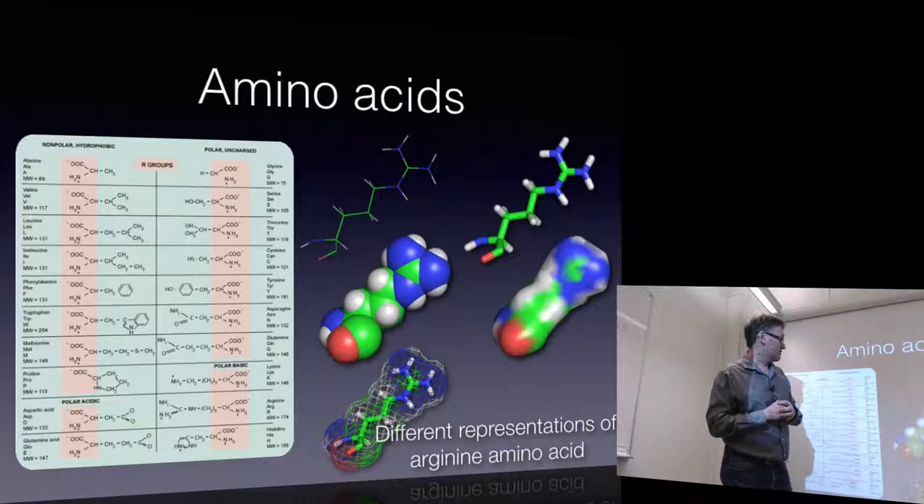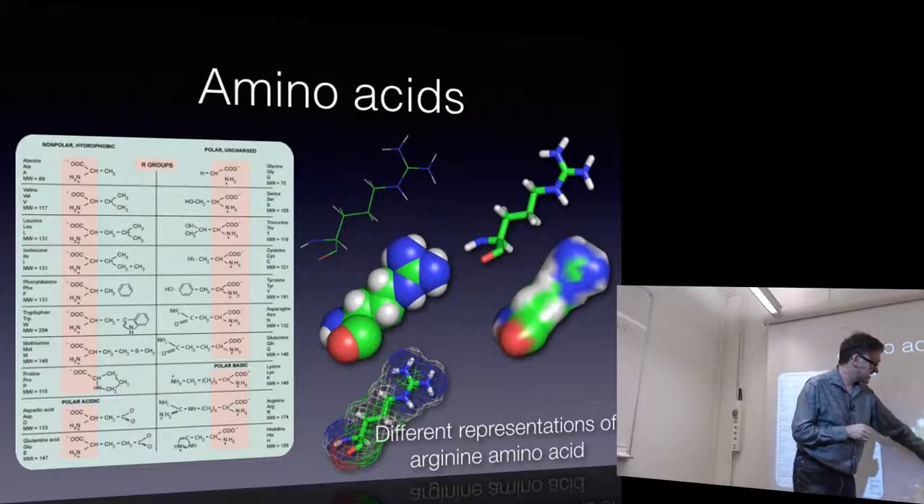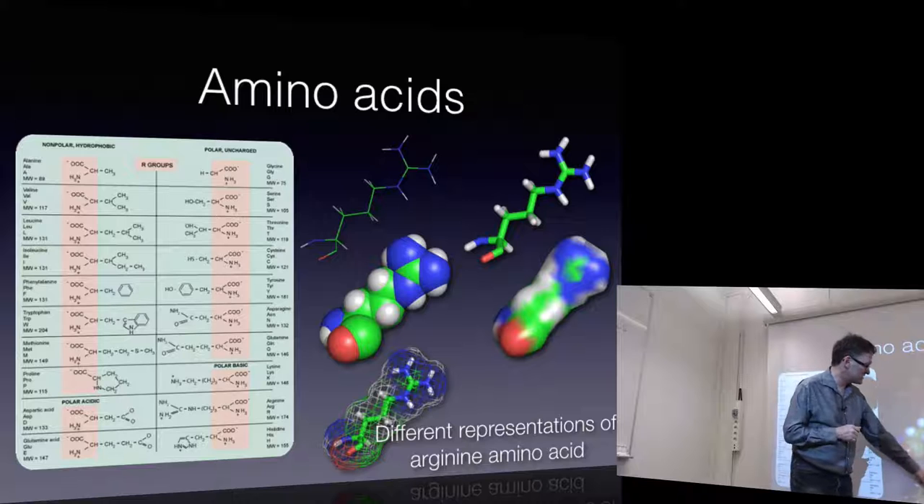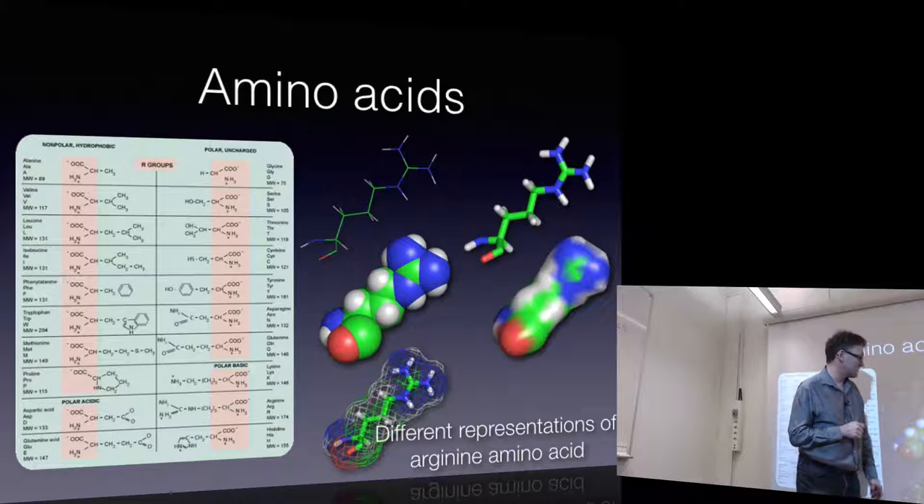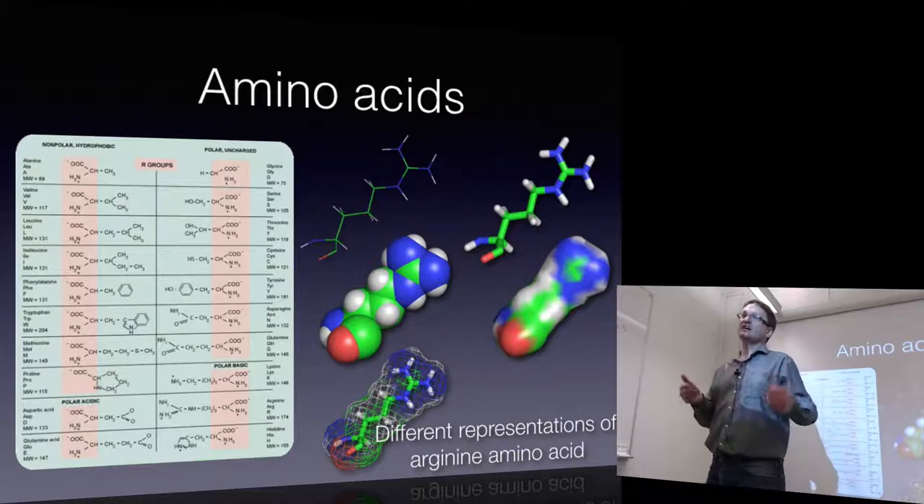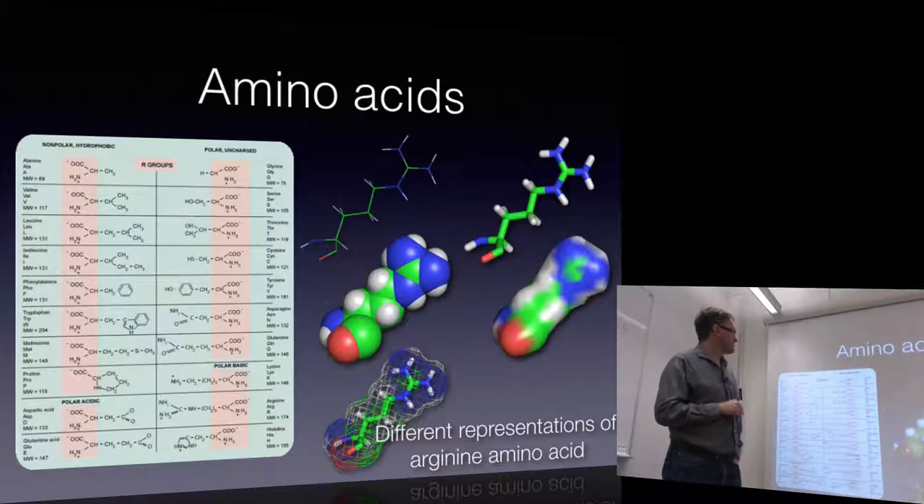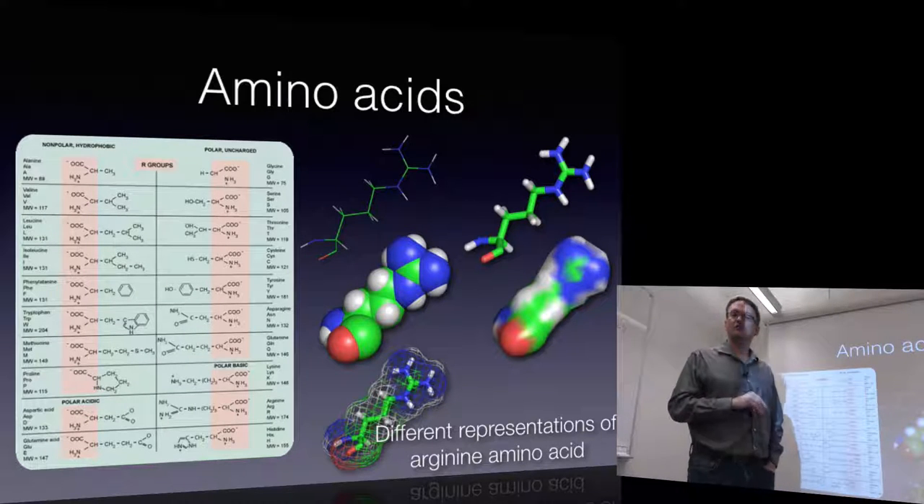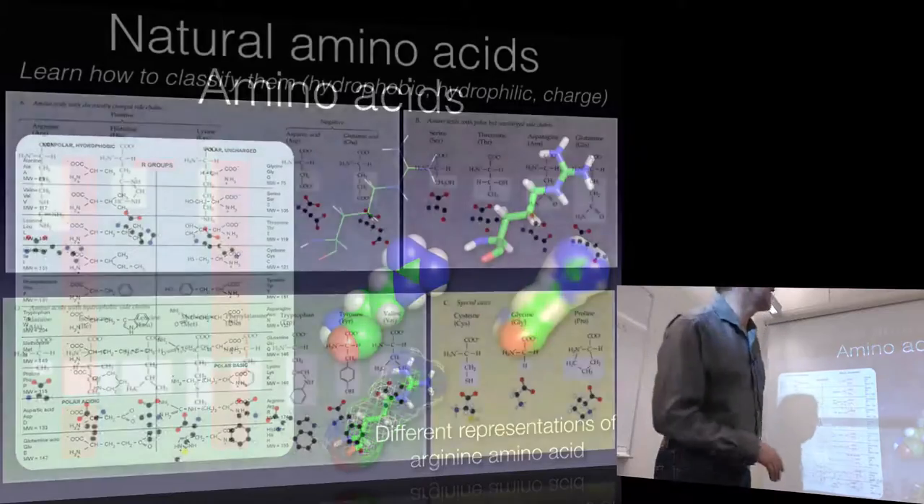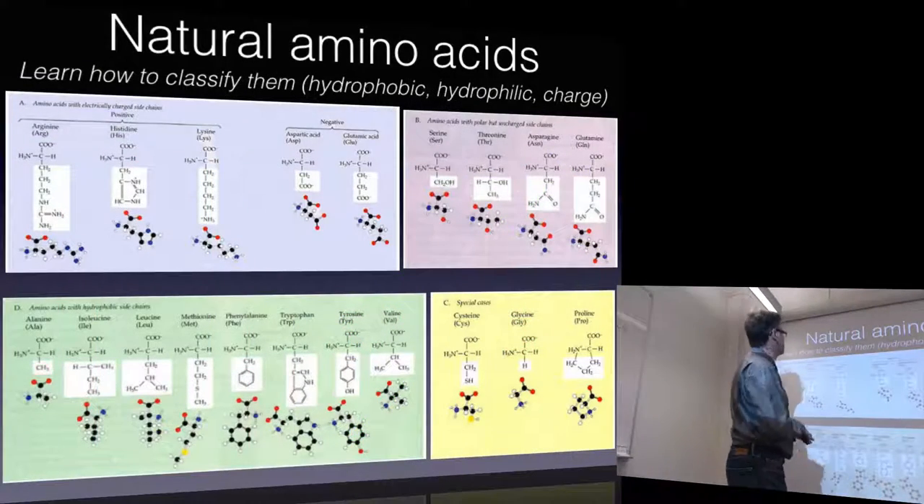You can also think of a protein in terms of some sort of electrostatic potential. In this case, it's an arginine, so it's going to be very blue up here, which means that we have lots of charges, electrostatics. There is not one way that's right or wrong here, but I think it's a very good exercise to start thinking in proteins in terms of classification.